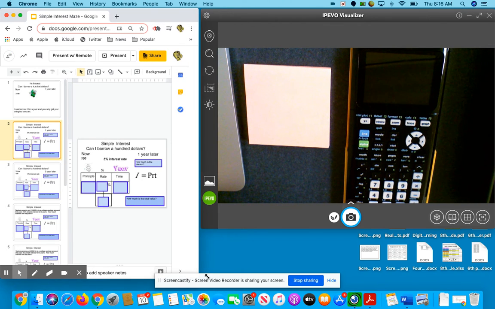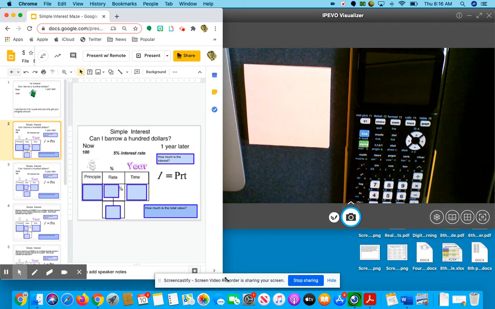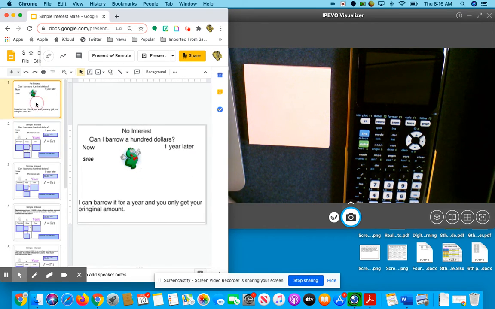Hey, everybody. Today we're going to be learning about a concept called interest. Specifically, there are two types of interest. There's one called compound interest, and there's one also called simple interest.